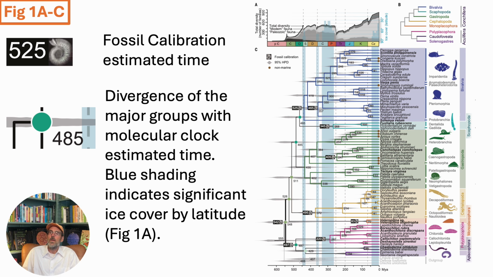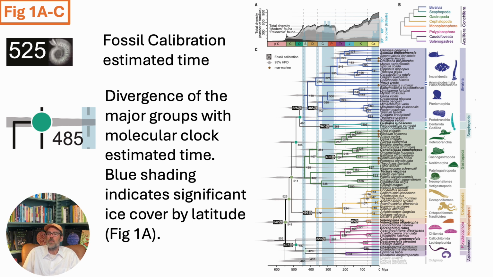find it. Also, I'd like to point out that there are big dark circles, dark green circles, and those are the divergences of all the major groups within the Mollusca. So there's at least 7 that lead to 8 different groups. Those groups are shown on the right-hand side.